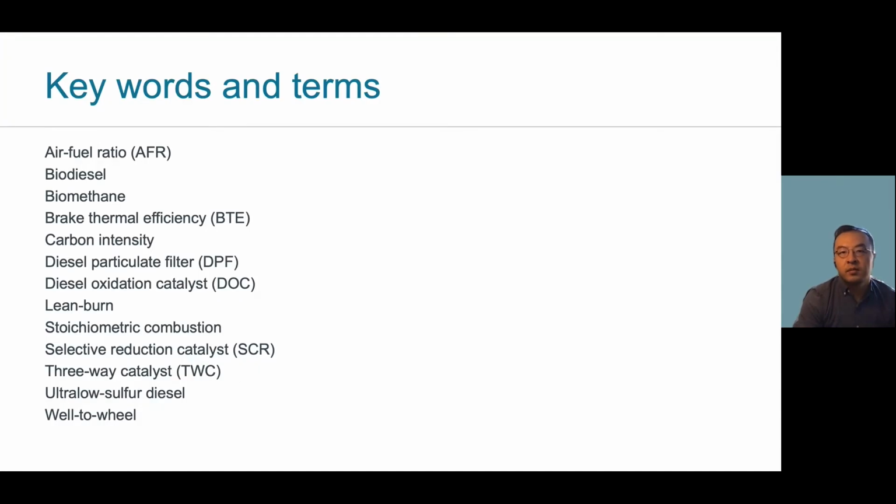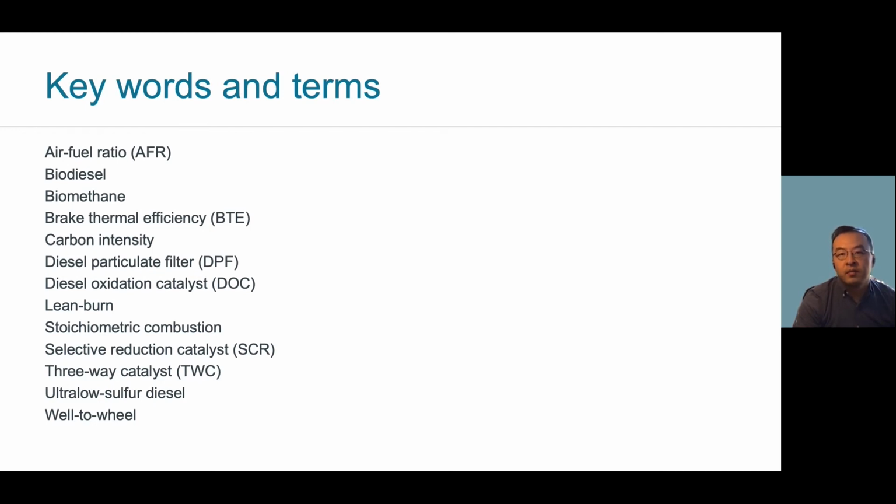Before we begin, here are some key terms and acronyms that we'll come across. Air-to-fuel ratio is the mass ratio of air to a solid, liquid, or gaseous fuel present in the combustion process. Air-to-fuel ratio determines whether a mixture is combustible, how much energy is being released, and how many unwanted pollutants are being produced in the reaction.